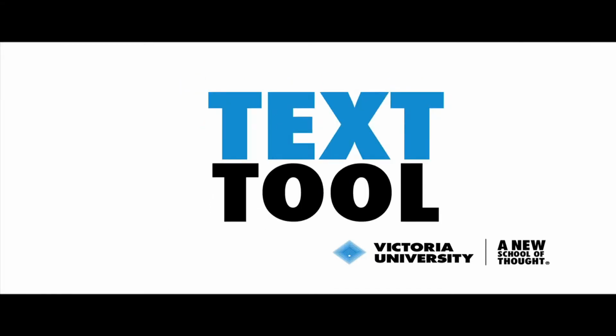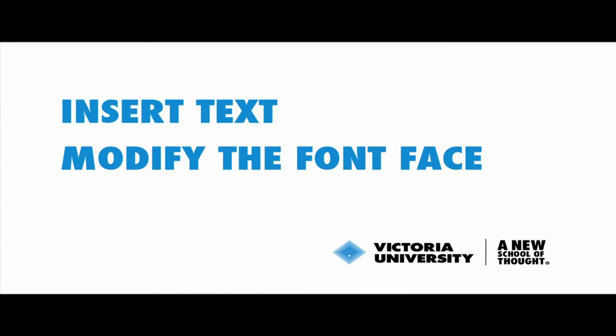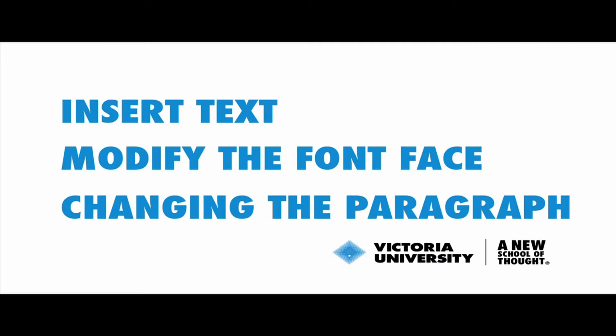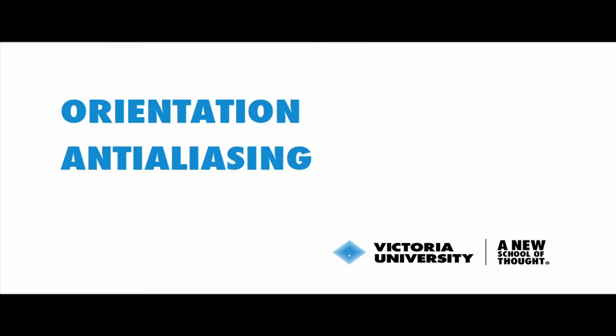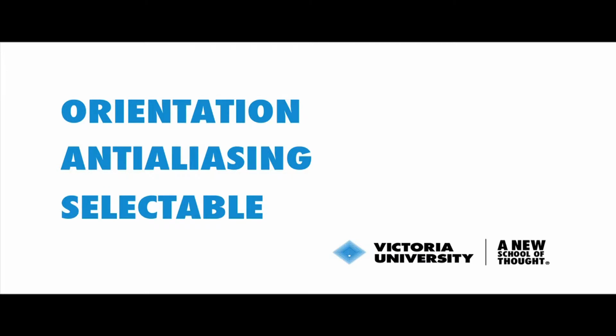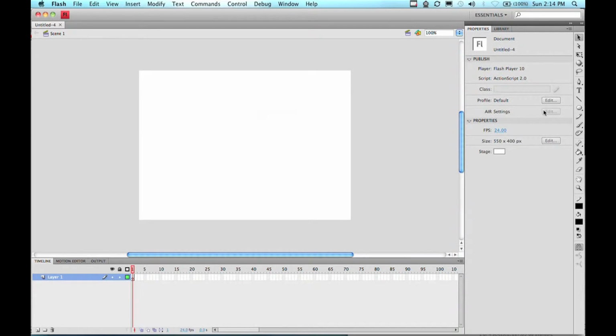In this short video, we're going to explore the text tool. We're going to learn about inserting text, modifying the font face, changing the paragraph, changing the orientation, playing around with anti-aliasing, and making sure the text isn't selectable. So the very first thing I'd like you to do is to open up an ActionScript 2.0 file.